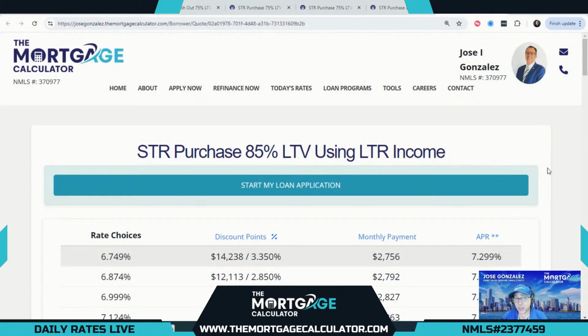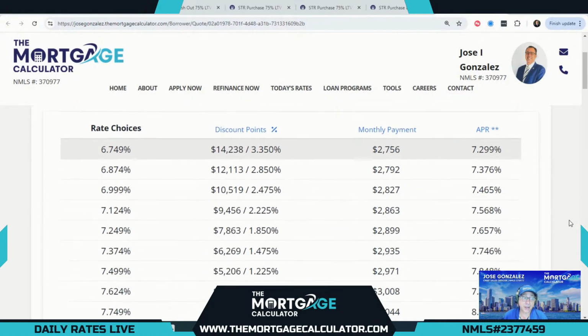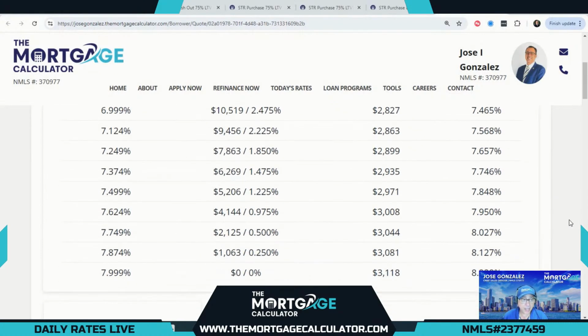Now, this is a purchase, so the borrower can structure the purchase however they need to, right? So in this case, if we do our research and find out that the long-term rent for the property qualifies at 85% LTV with a DSCR loan, that's the option that we would pick. And you see very good rates there.